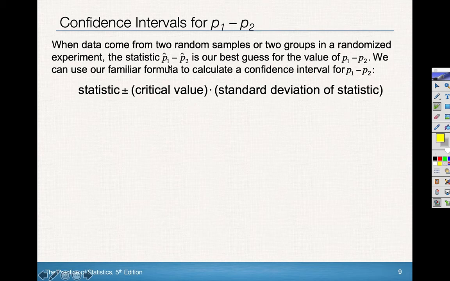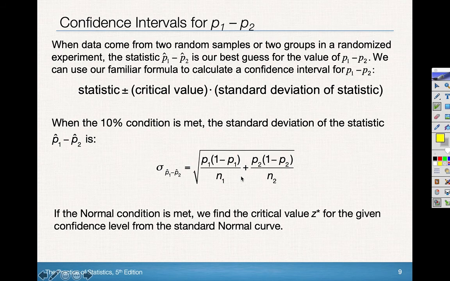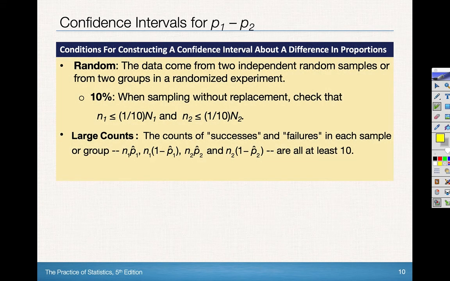These are still proportions, so our critical value will be on the z curve, but it will be a confidence interval for the difference of the two. The 10% condition needs to be met when we are sampling. We will use this as our standard deviation. We will use z star for any given confidence level. So we can still do inverse norm for 5%, 2.5%, 1%, whatever you want to do, in order to get our z star. Same game.